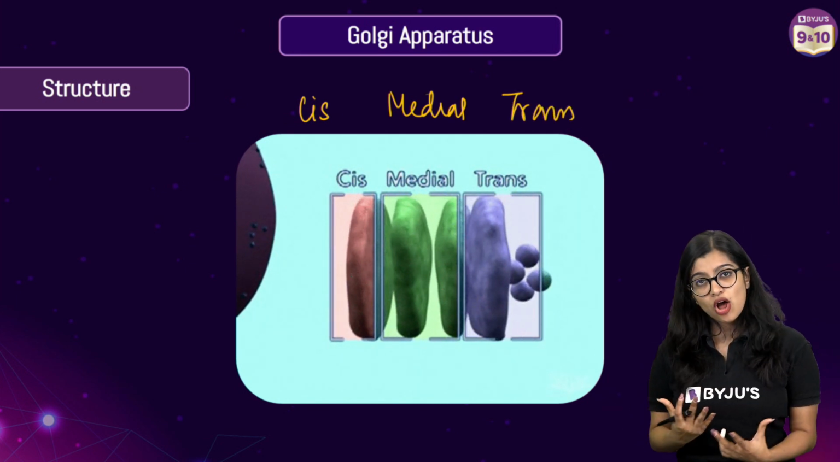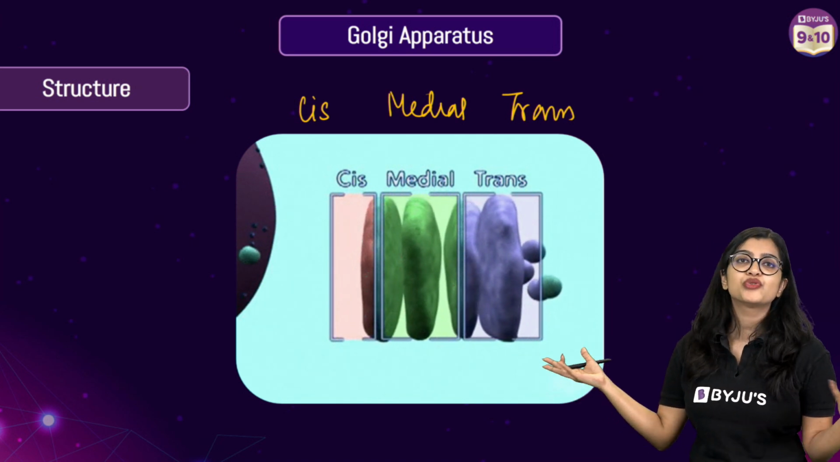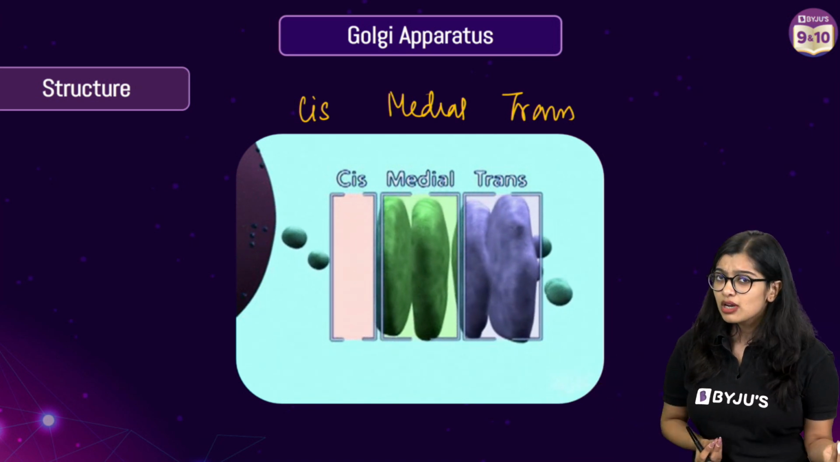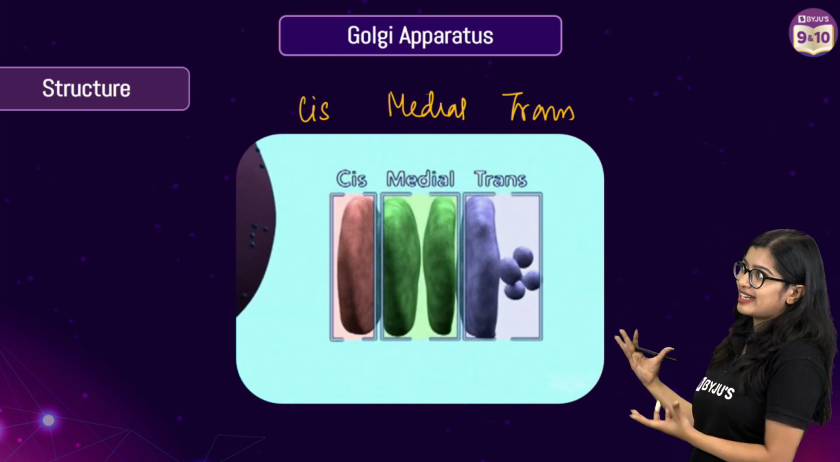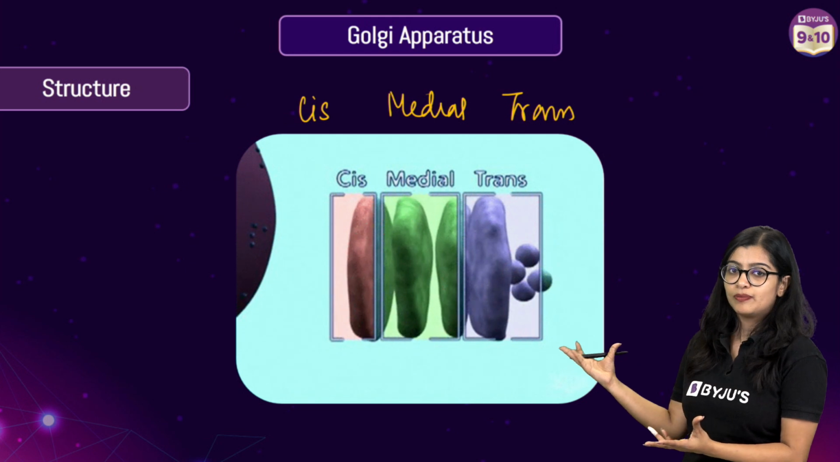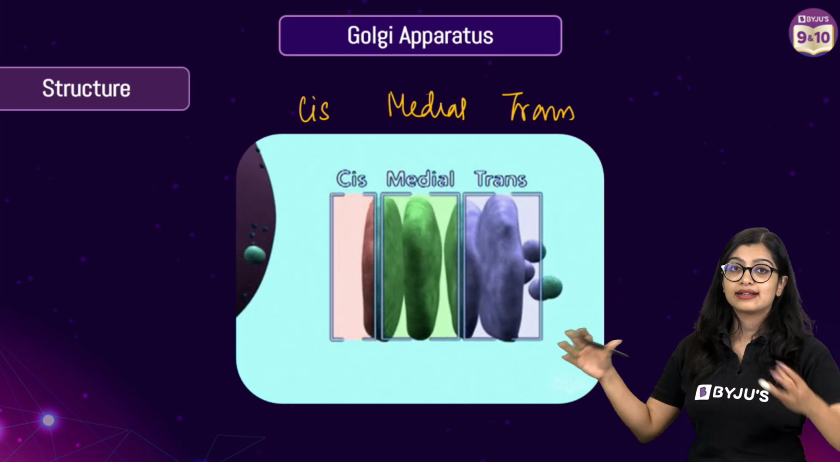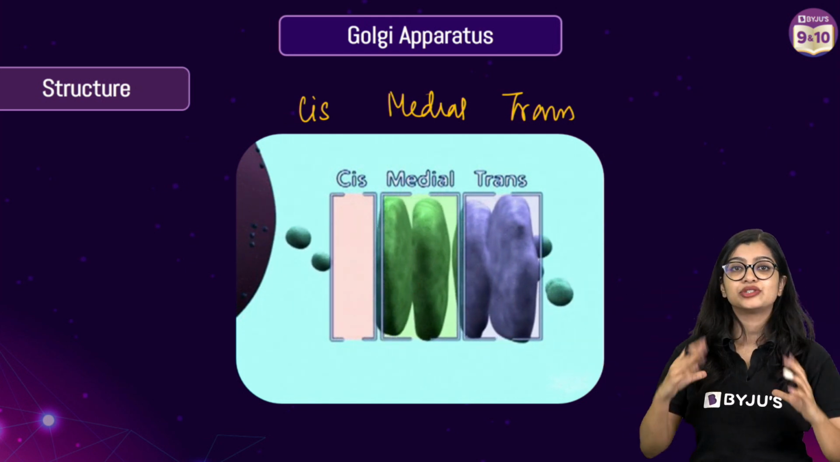Now, students who follow NCERT must be telling me, ma'am, how is this relevant to me? I don't need to learn about this. It's interesting to know about these things. Of course, on an examination front, they may not really ask you, but it's important to understand that the Golgi apparatus has these 3 things.